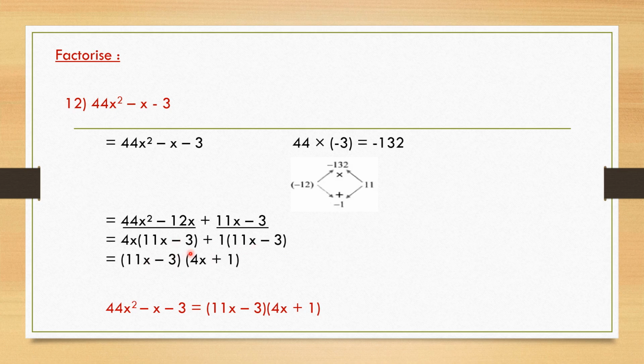So the two brackets are same. So we'll write here 11x minus 3, and this 4x plus 1 we'll write it together. So the factors of this expression are 11x minus 3 multiplied by 4x plus 1.